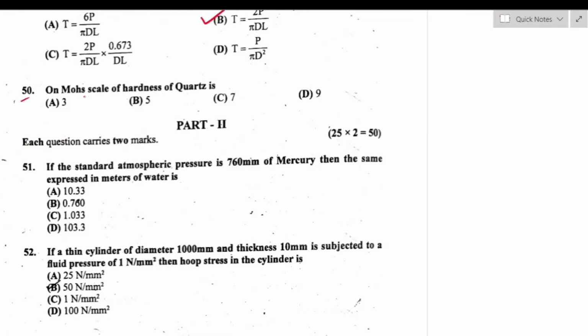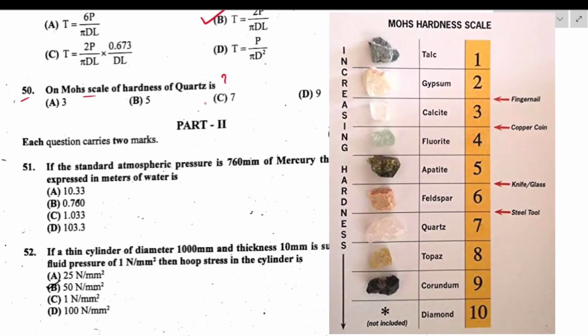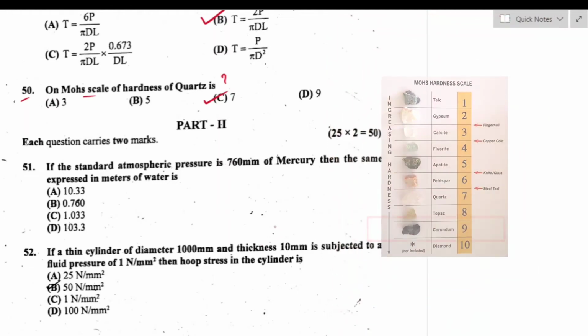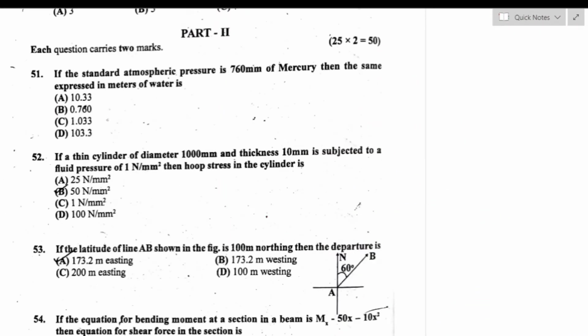Question number 50. On Mohs scale, hardness of quartz is. Hardness is measured by scratching the mineral with a series of substances of known hardness. So the hardness of quartz will be option C. In the following table you can refer to the different hardness of minerals. So this completes the part 1 questions of this question paper. Now let's begin with the part 2 questions.